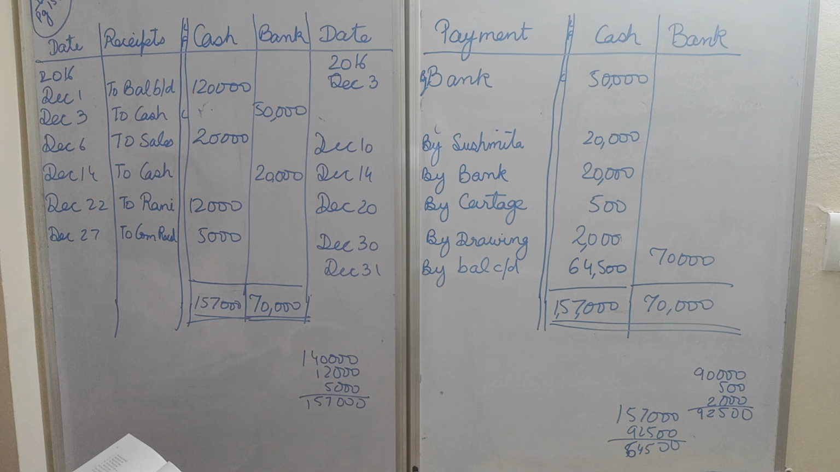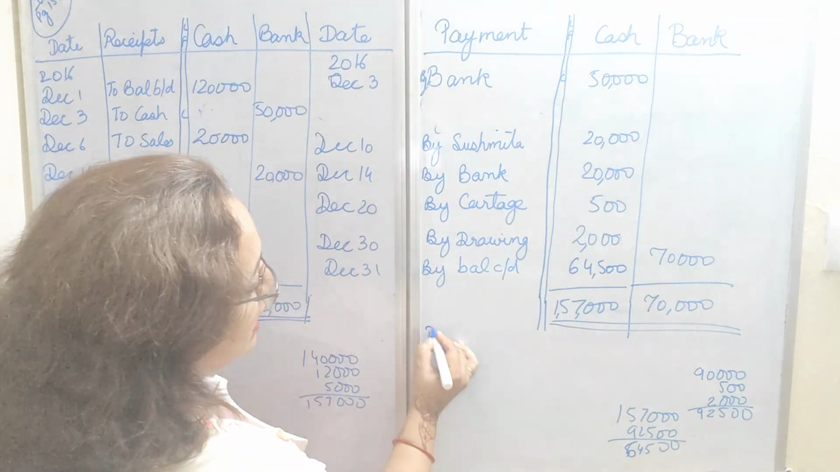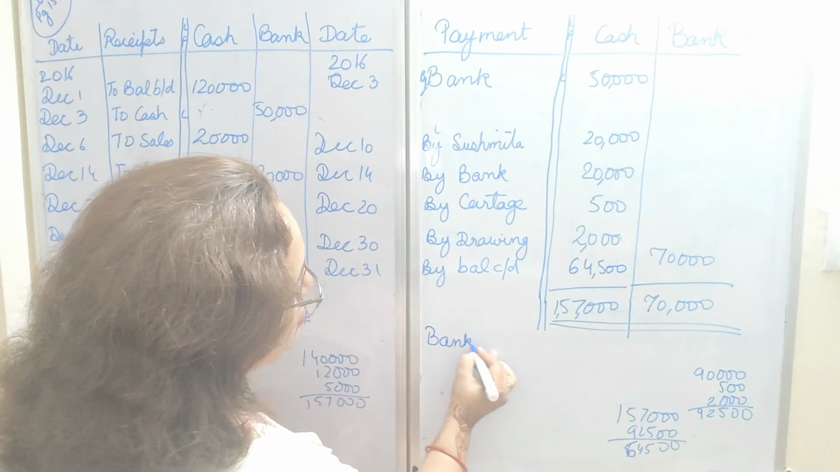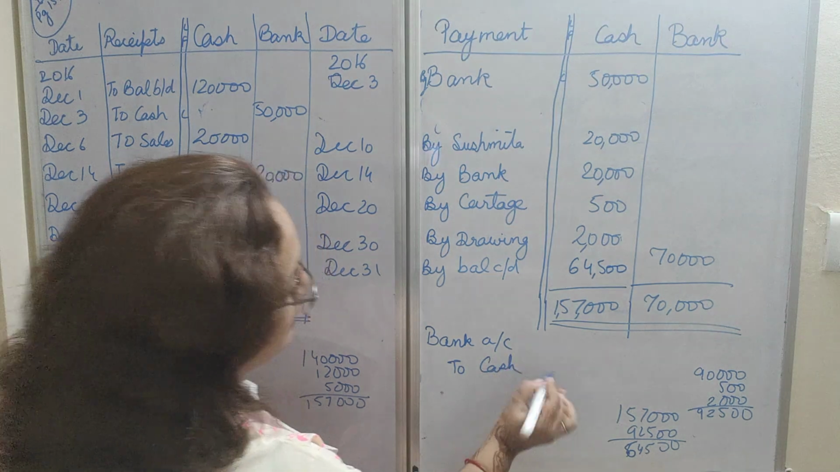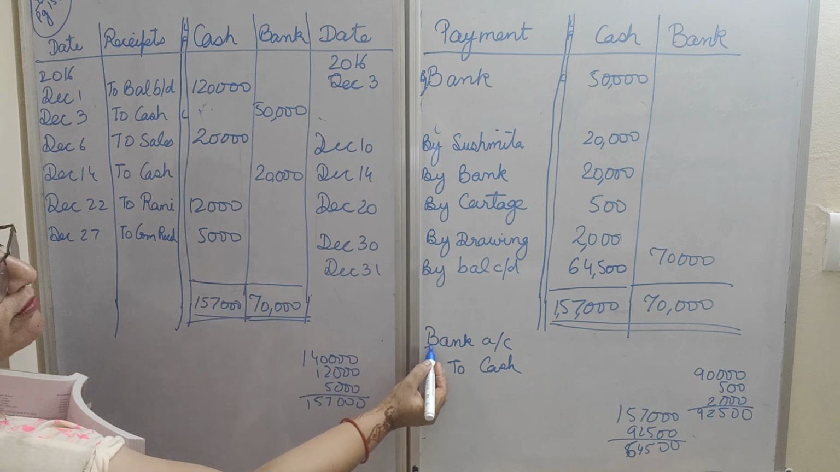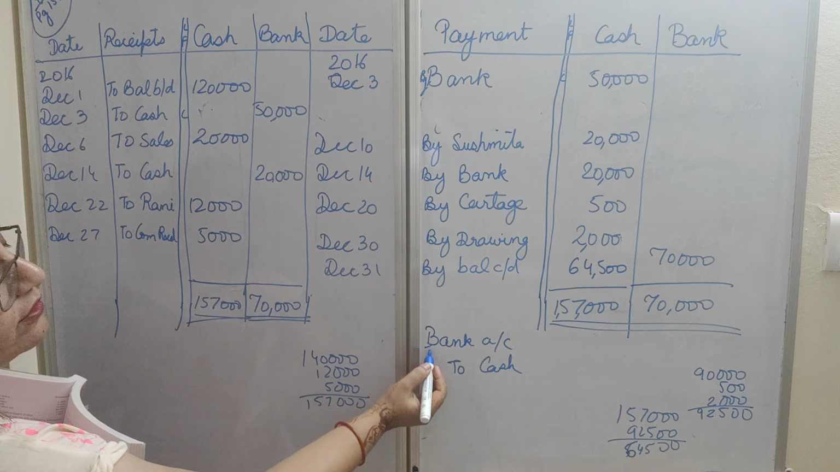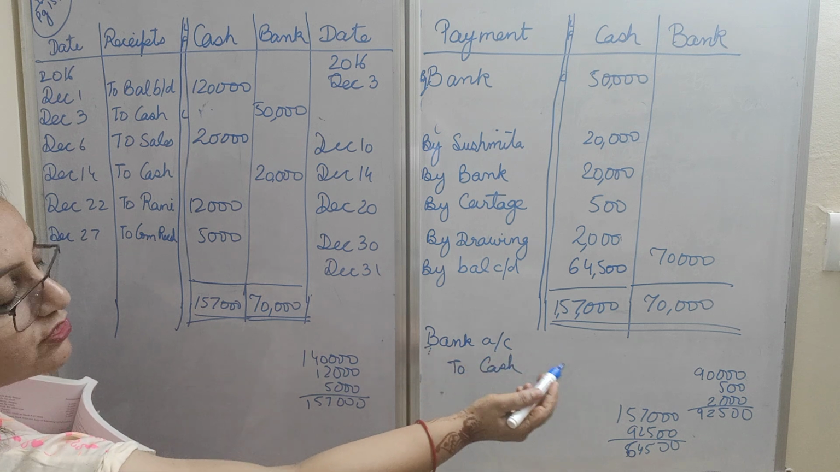Then we have cash paid into bank. So you remember I told you contra entry. Contra entry is when bank and cash both are getting affected. Now when cash is deposited into bank, what journal entry do we make? Bank account debit to cash, right? So who is the receiver actually? Bank. But the entry on the credit side, cash's name will come and the amount will go in cash column.